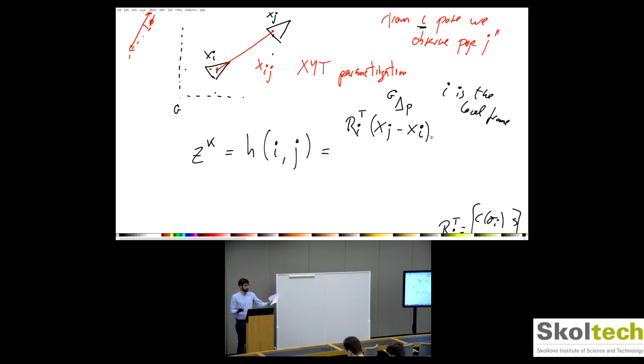Oh, wait. So we had a question there. Sorry. I move on because I wanted to finish this. Yes, so the question is, how is this different from the observation function for landmarks? Yes.